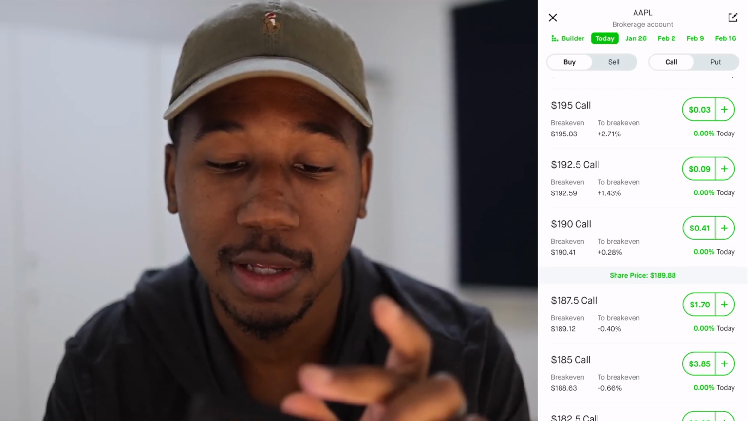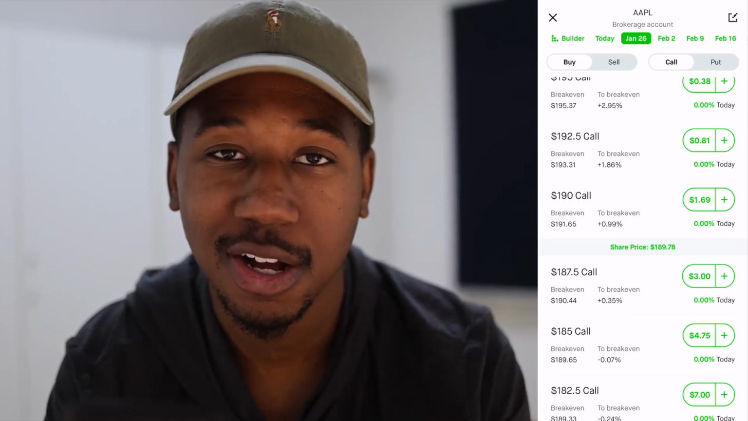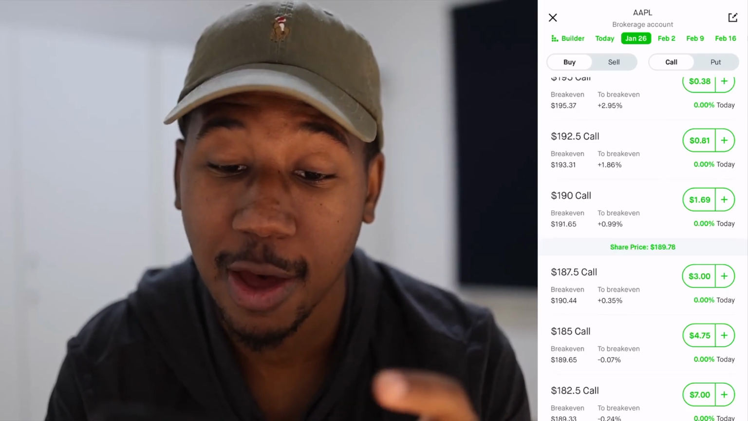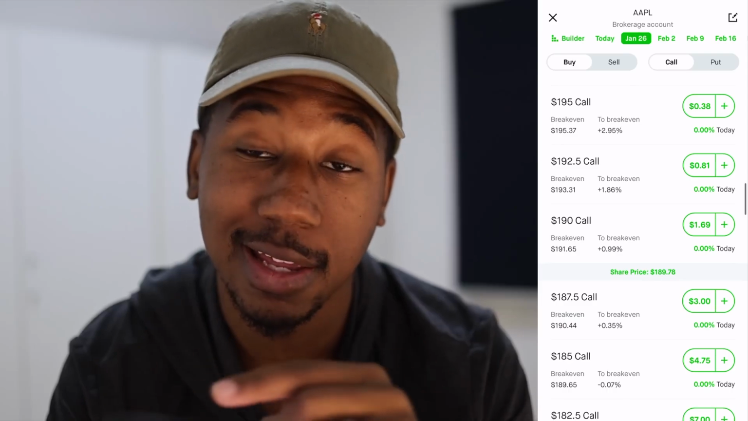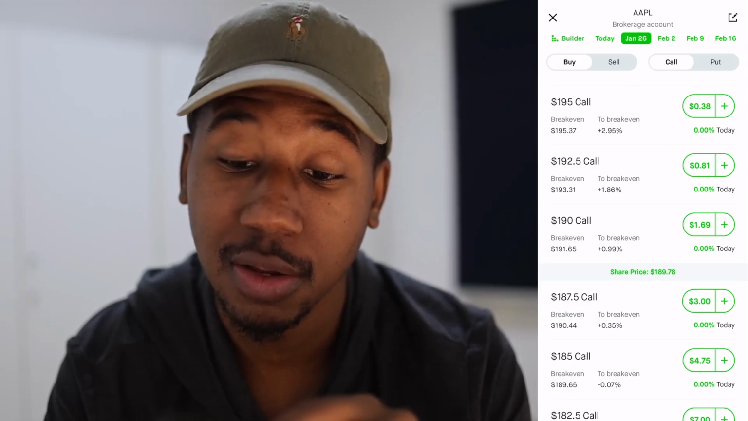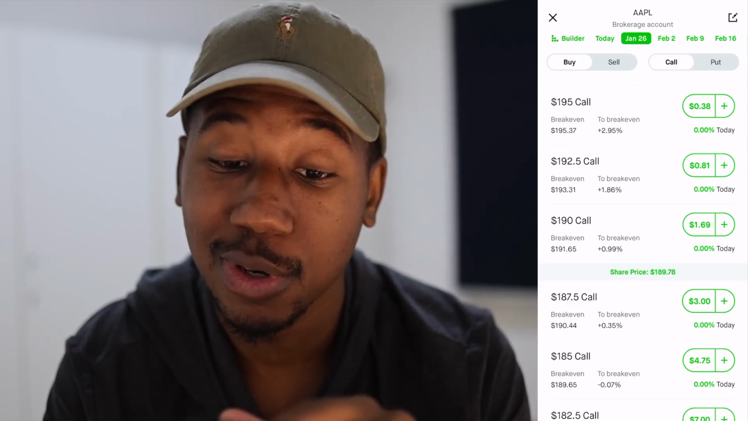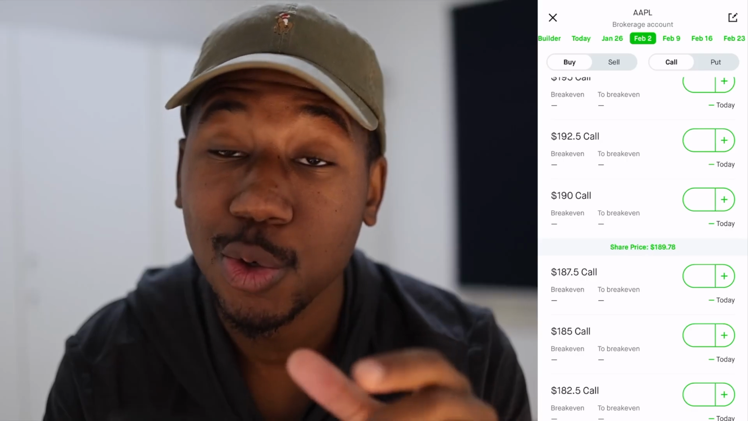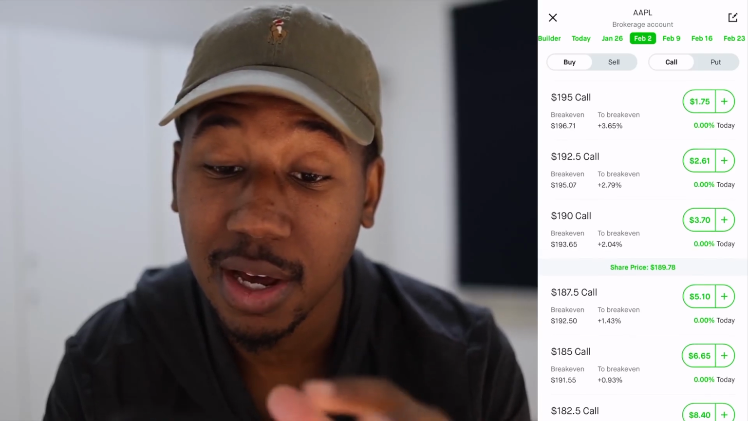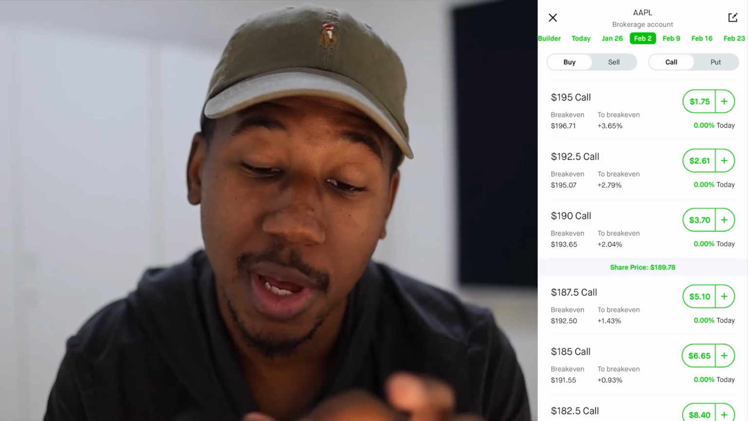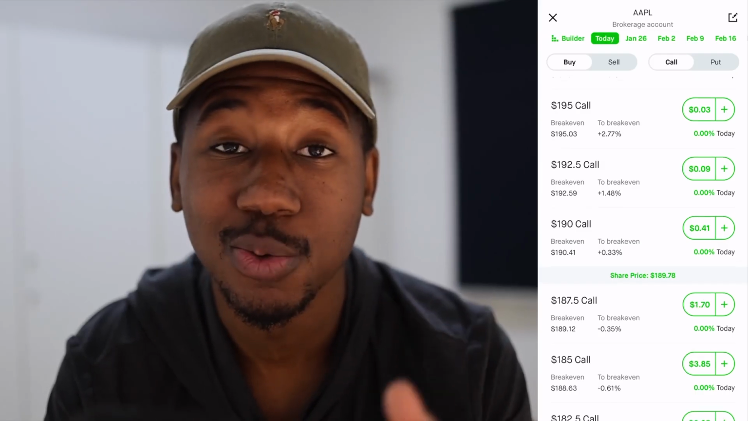Or if it were one of these, at the end of the contract, these would expire worthless. They have more value due to time. So looking at that contract at 195, a week out, it is $38. Two weeks out, it's $175. If we go back to today, it's only $3.